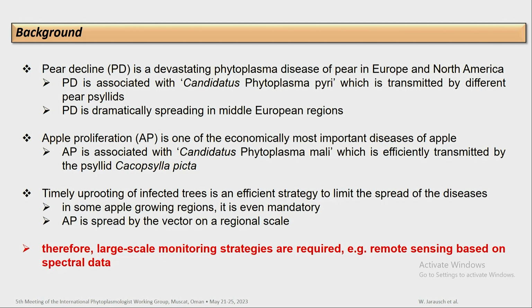And this, for apple proliferation, is even mandatory in some North Italian regions, so we have to have large-scale monitoring anyway, as for FD in grapevine. And as AP is spread by the vector on a regional scale, it has to be on a regional scale. These large-scale monitoring strategies are for the moment done by humans, and these are not as exact as we would expect, and our methods could maybe compete if we achieve remote sensing based on spectral data. This is the background.